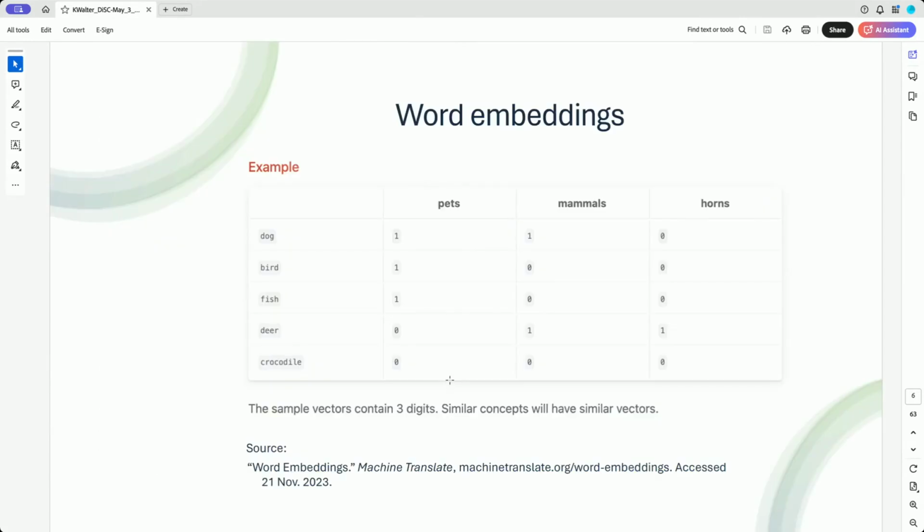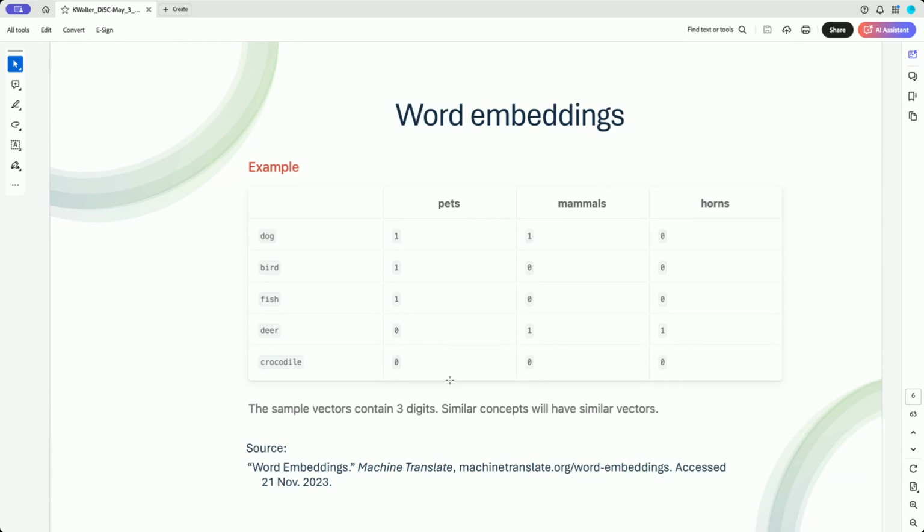This is a very, very simplified visualization of how this works. In the left-hand column, you've got different types of animals: dog, bird, fish, deer, and so on. And then you've got different categories that are either ascribed to them, in which case they're marked with a 1, or that are not ascribed to them, in which case there is a 0. So in reality, obviously, we have much more complex vectors. People sometimes speak of 1,000-dimensional vectors. So similar concepts will end up having similar vectors as well.